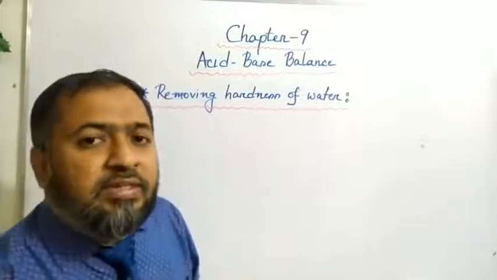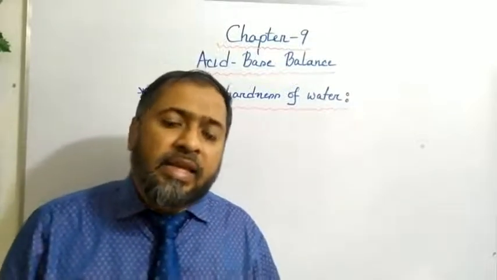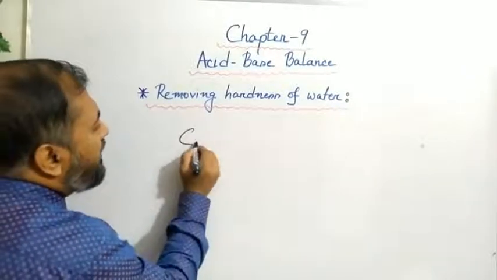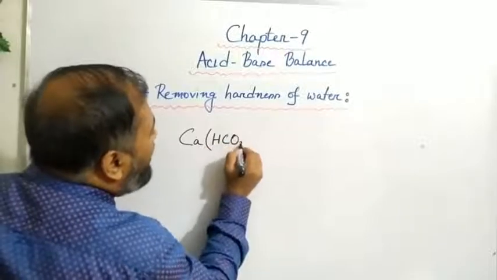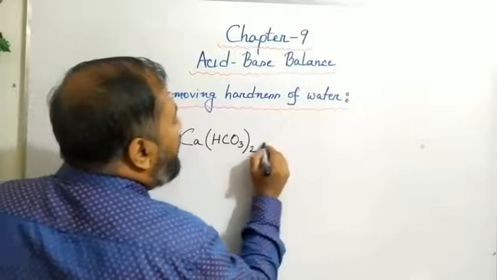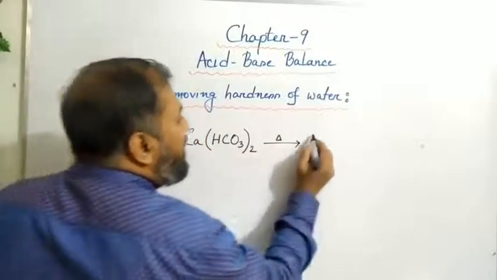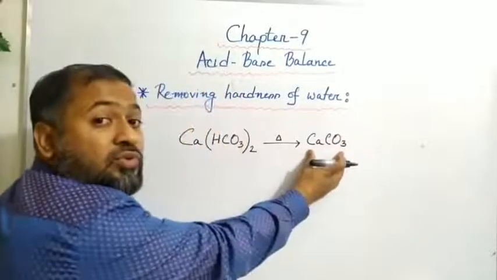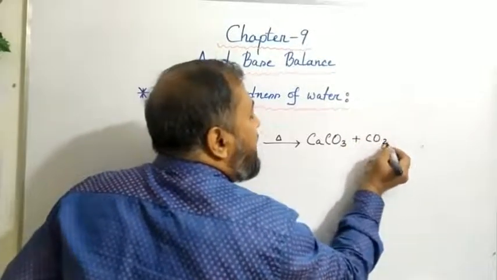Now students, you can see what is actually happening in the case of temporary hardness. We know the temporary hardness is due to the presence of bicarbonate salt of calcium or magnesium. When we apply heat, this bicarbonate salt turns into carbonate salt, carbon dioxide gas and water.